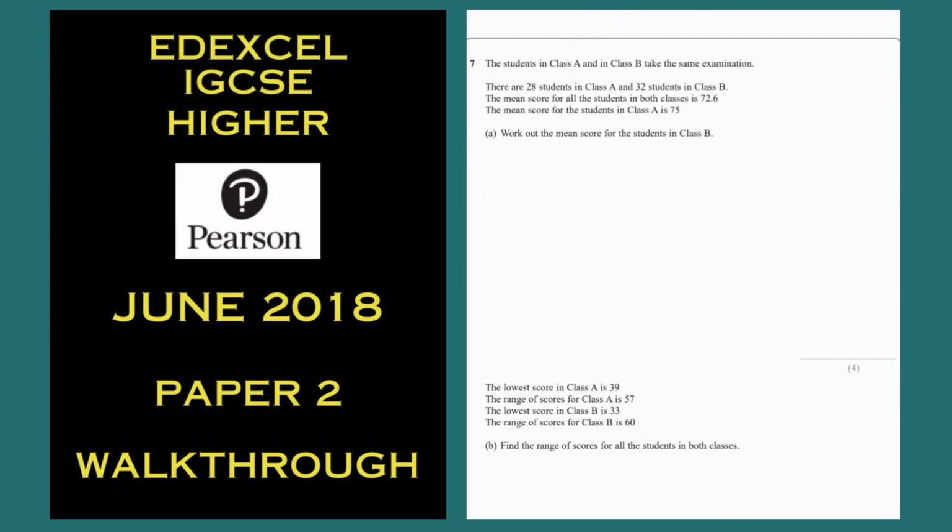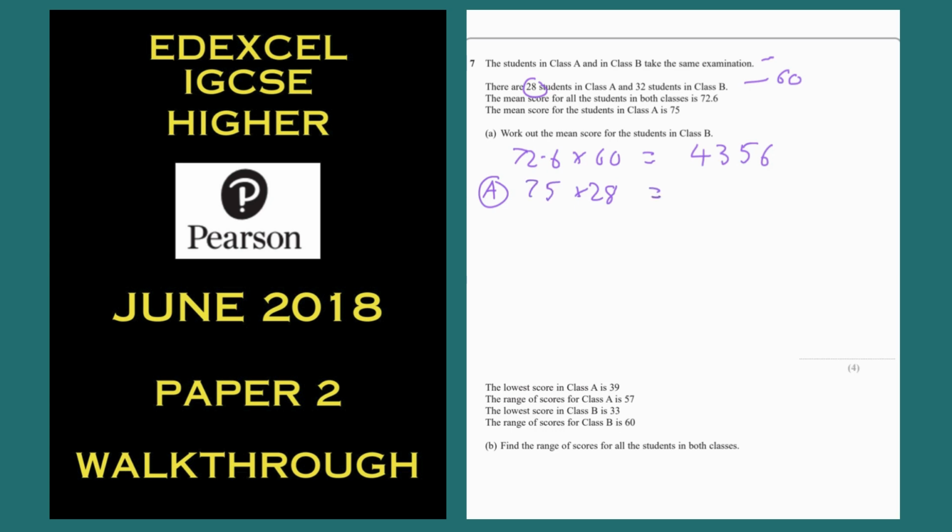Number 7, one of them hidden mean questions. So there's 28. Top one tells us nothing. Second line tells us there are 60 students. That's always important. The mean score for all the students in both classes is 72.6. Job 1, get them multiplied, because that will tell you the total scores across the classes. 4,356.